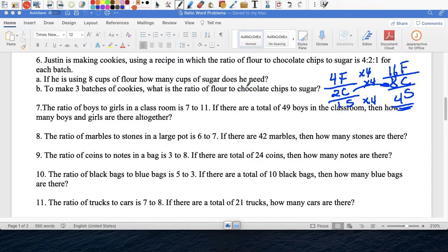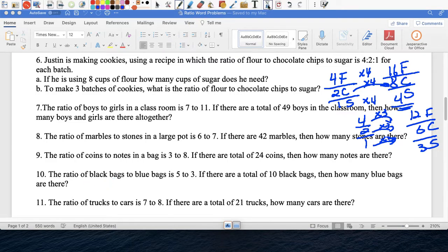To make 3 batches of cookies, what's the ratio of flour to chocolate chips to sugar? That's 1 batch, right? So to make 3 batches, times 3, because we're going to increase everything by 3. So we get 12 flour, 6 chocolate, and 3 sugar.